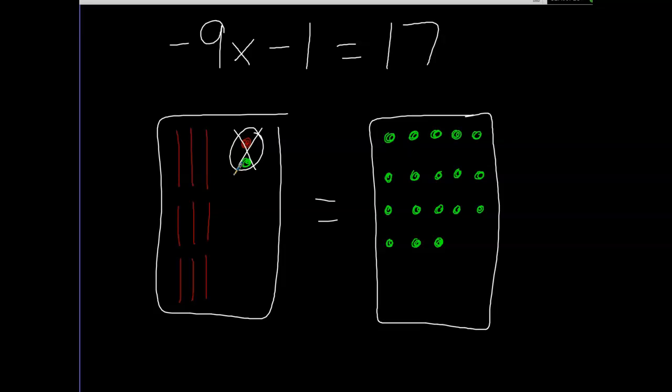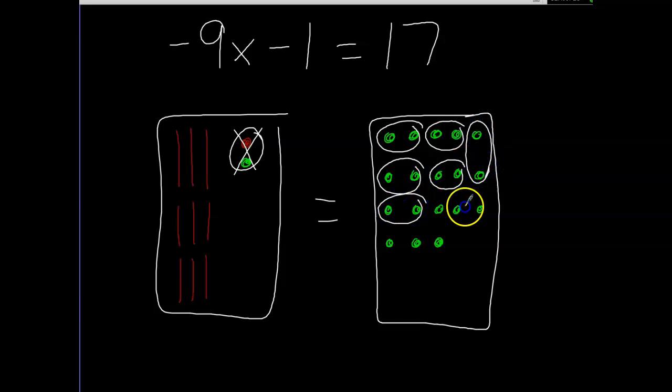Since I have 9 negative x's, I need to split both sides into 9 equal groups. I know that 18 divided by 9 is 2, so I'm going to split 2 in each group to make it 9 equal groups. So I have 1, 2, 3, 4, 5, 6, 7, 8, 9 equal groups of 2. So I know that 1 negative x is equal to 2 positives.